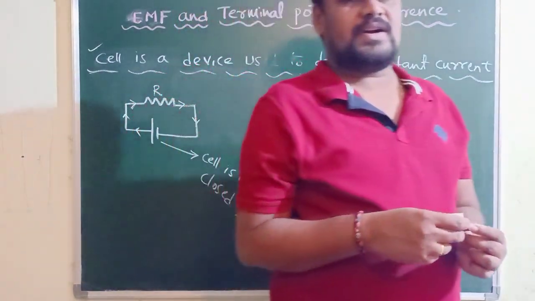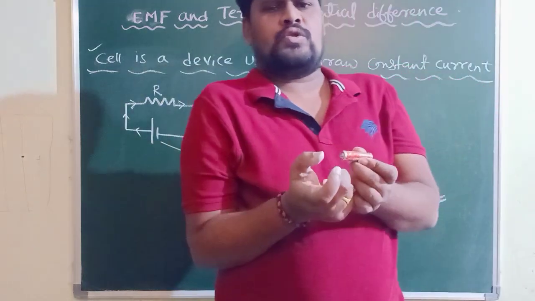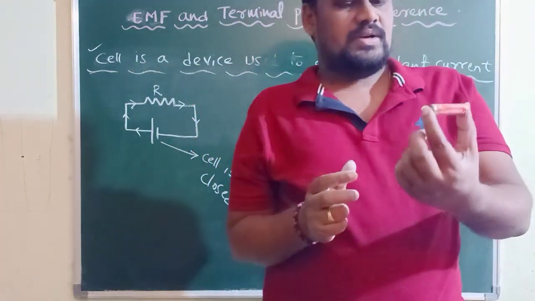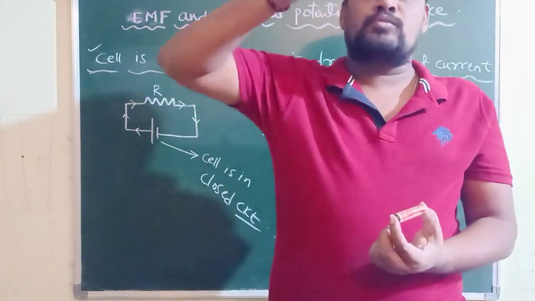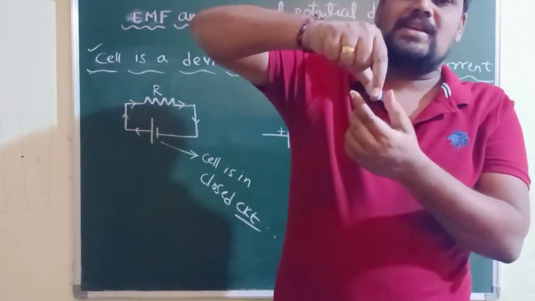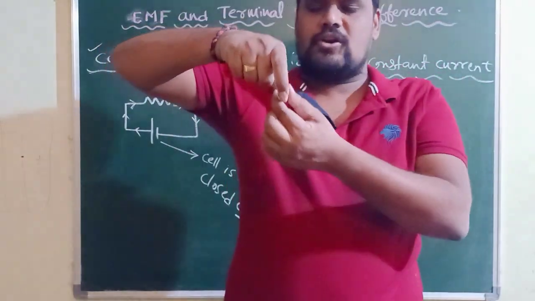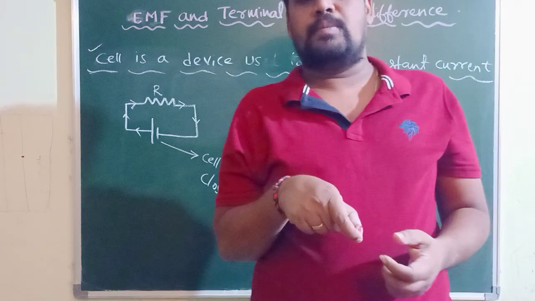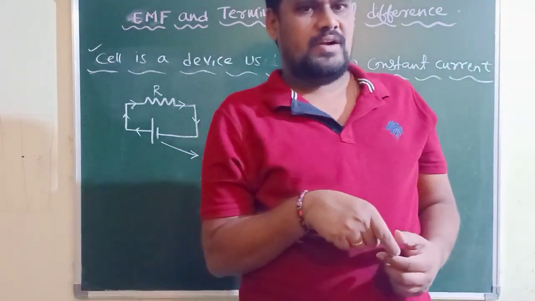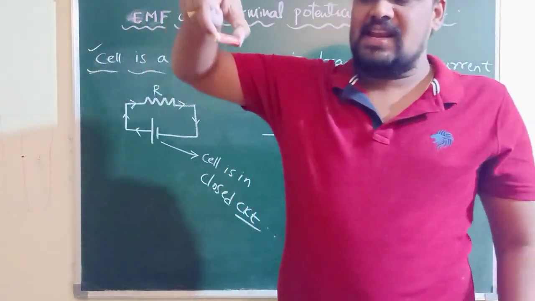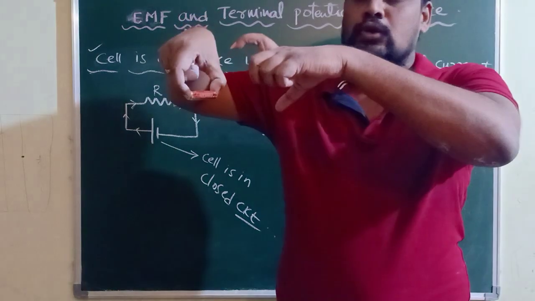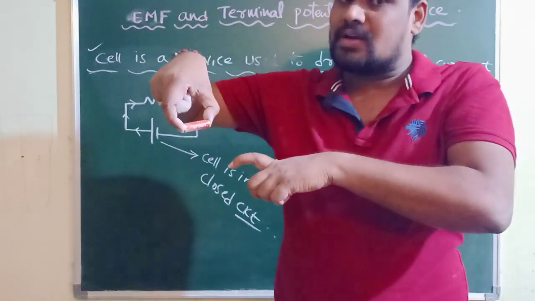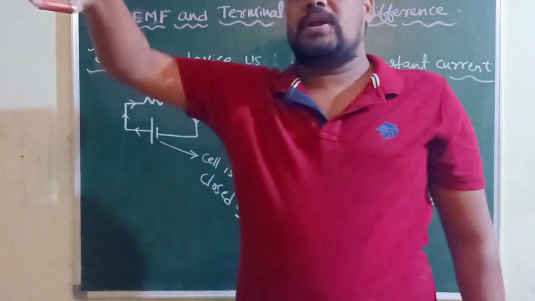To put it in simple terms, take a cell of around 3 volt voltage, connect a small LED bulb across the cell. Definitely that bulb will start glowing. Now I can say the cell is supplying current to what? That bulb. That's why the bulb is glowing.